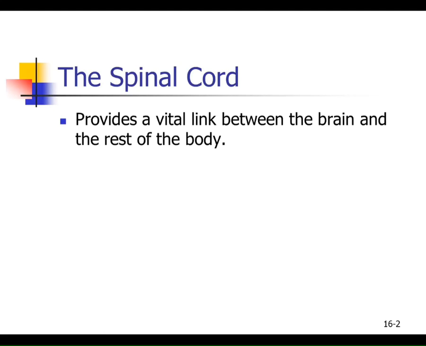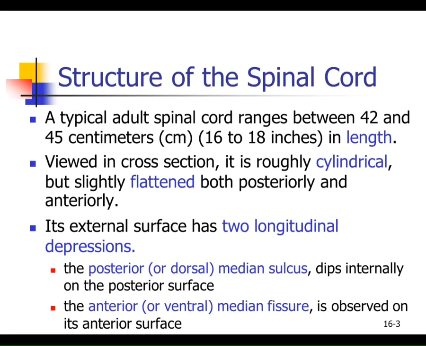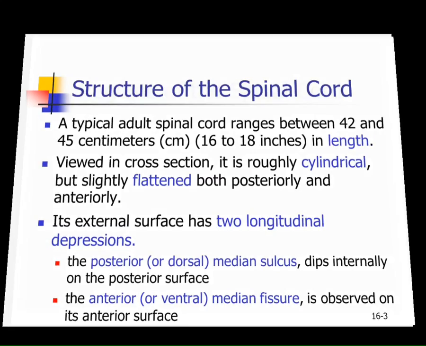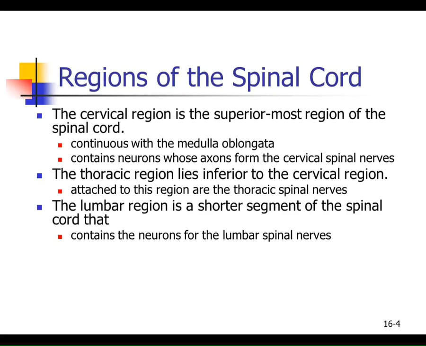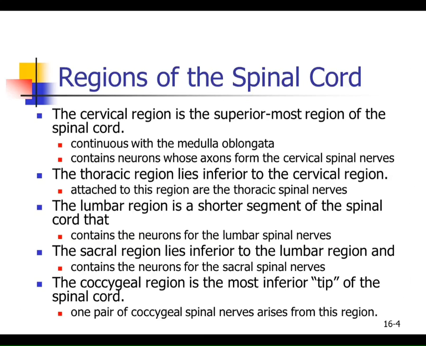We talked about what the spinal cord is doing for us, and we went through the fact that the spinal cord ends around L1, that the spinal cord has two indentations on each side, those median sulcus or fissures. We know the different regions of the spinal cord, right? There's the cervical, the thoracic, the lumbar, the sacral regions, and the very, very tippy tip end would be considered the coccygeal region.